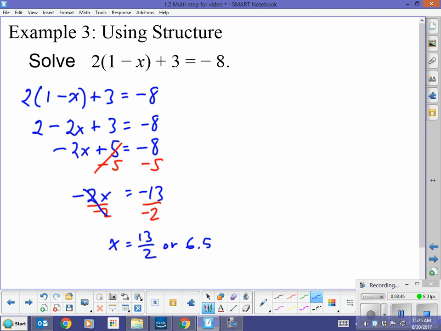But here's the second way you can look at this problem. You can treat the first steps here almost as if it is a two-step equation, but you're keeping that 1 minus x together as a single entity, a single value, let's say. So let's say instead of 1 minus x, just imagine this was an x or a y by itself. Then what would you do? Well, I would subtract 3 from both sides first.